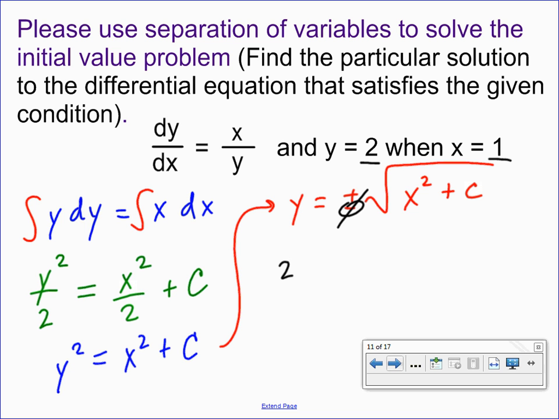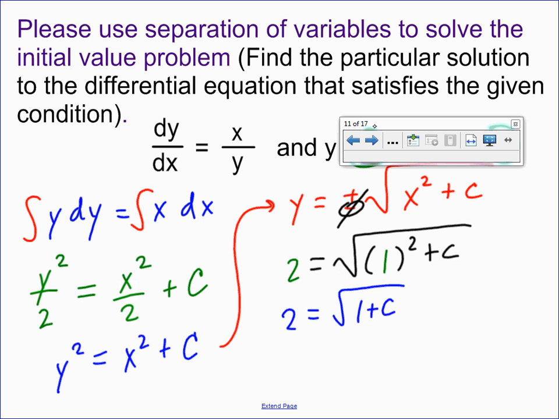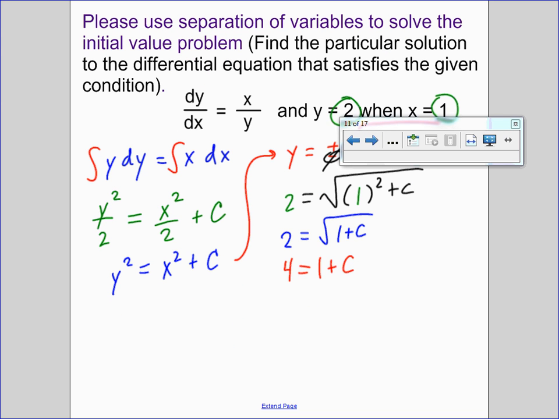So let's go ahead and plug in 2 equals positive square root of 1 squared plus c. We plugged in our initial condition. I'm going to plug in 2. So there's our 1, 2 point. Everybody see it? Now let's solve for c. So 2 equals square root of 1 plus c. Square both sides, and I get 4 equals 1 plus c. And solve for c by subtraction. I subtract 1 over and I get c equals 3.